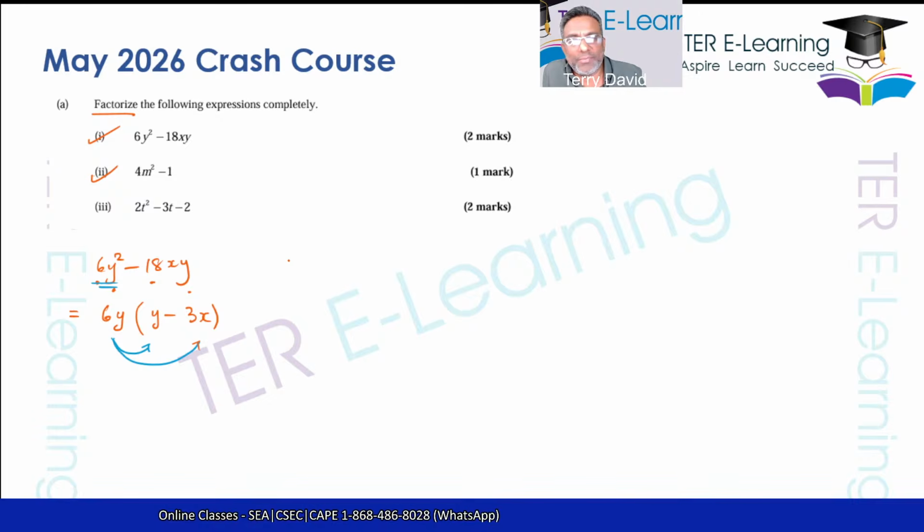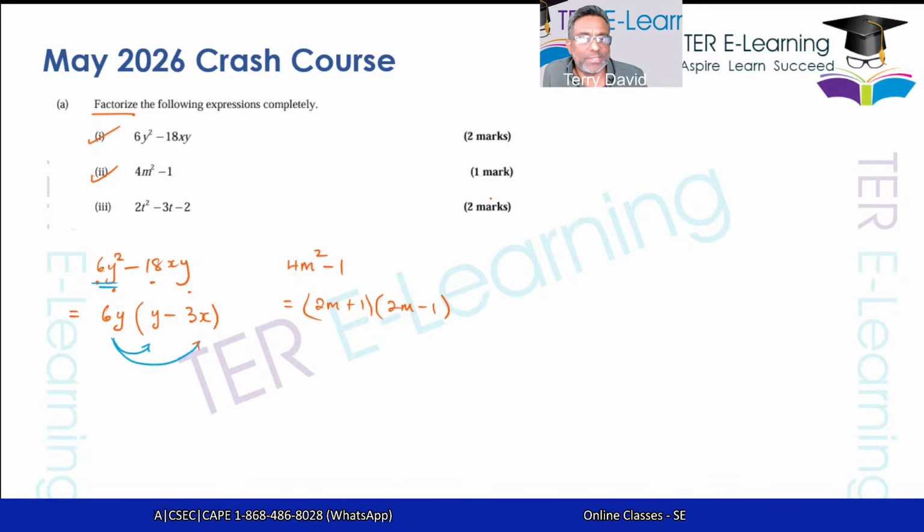The second one, we have 4m squared minus 1. In this case, that's what we call the difference of two squares. So this is going to be 2m plus 1 in one bracket, 2m minus 1 in the second bracket. Okay, so that's the difference of two squares. CSEC considers this too easy, 1 mark.